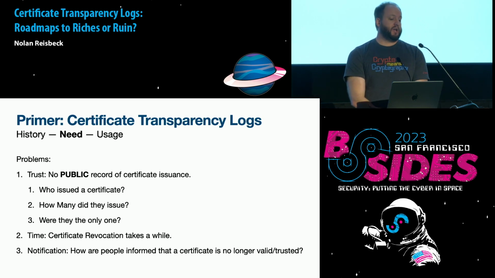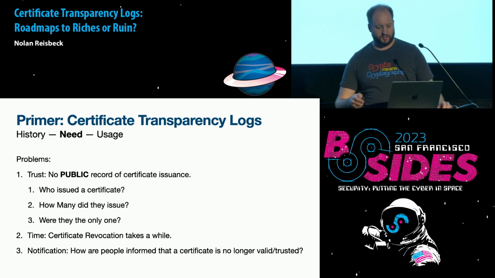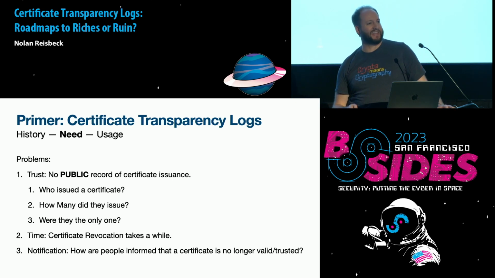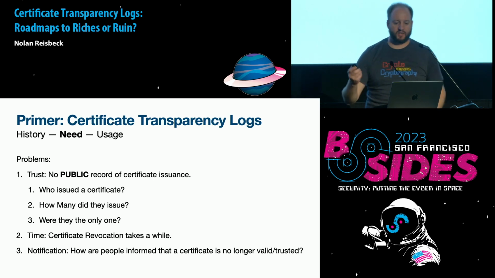Problem number 2: it takes a while to revoke certificates. A CA can revoke a certificate, an end user can request a certificate be revoked, but it's not instantaneous. And the third part, notification. How do end users know that that certificate has been revoked? There was not at the time a very good, valid mechanism for someone here and someone in New York reconciling those.